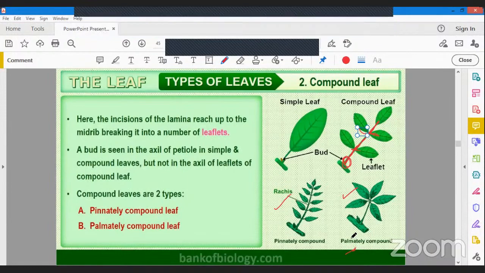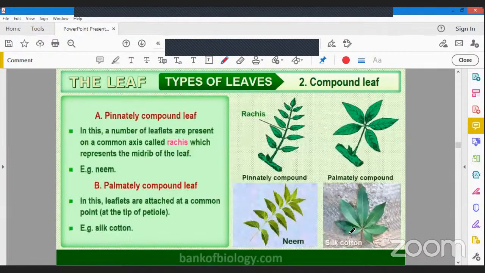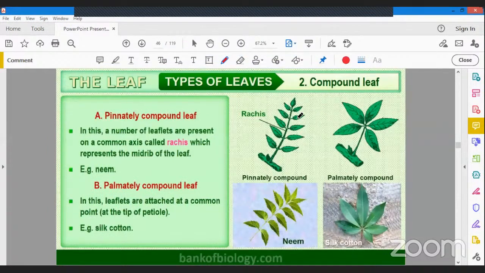Done. So we will go to the next part now. So pinnately compound leaf. Look. In this, a number of leaflets are present on the common axis called rachis. Look, this is the rachis. The rachis is very similar to the midrib. The midrib would have been for a single leaf, but since these are leaflets, this is called the rachis. Example, in the case of neem. You would have seen it. When you see a small part like this in a neem leaf, what should you consider it? That is a leaflet. This is one leaflet. So this whole thing is one leaf. Are you understanding? This whole thing is a leaf.